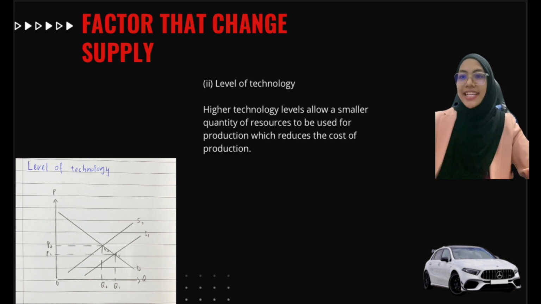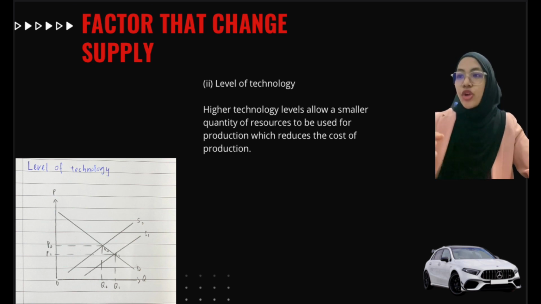Last but not least, level of technology. Higher technology levels allow a smaller quantity of resources to be used for production, which reduces the cost of production. When the cost of production is less, the supplier will increase the production.